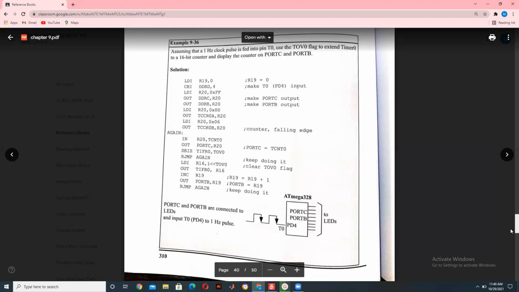After this condition is satisfied, it would skip our jump and move to LDI R16, 1, then the flag is cleared. This means clearing the flag of TOV0. Then we would increment R19, that means adding one to R19, and output it to port B, and then jump again.